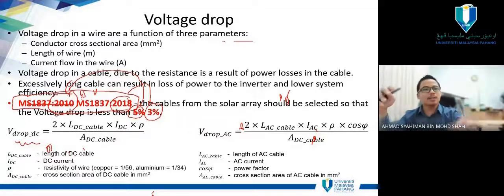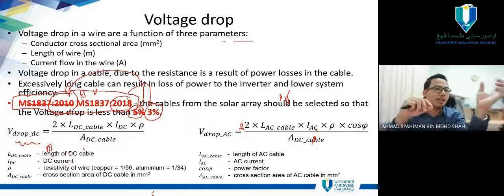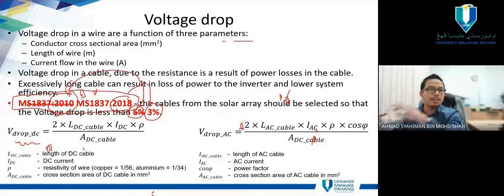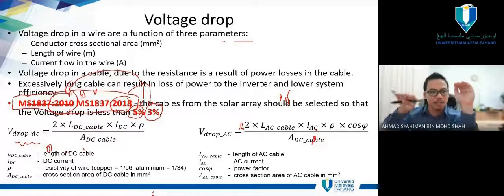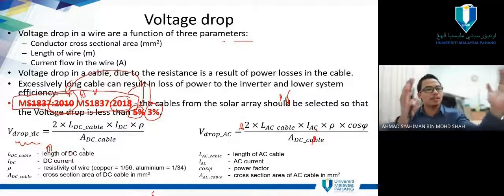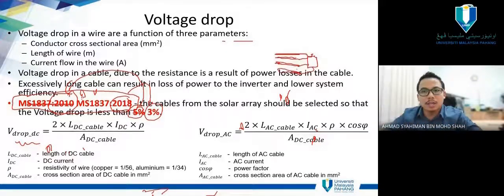Ulang balik eh. Soalan tadi is only one. So we assume that's only for the string cable. Tapi nanti dalam assignment, saya specified dah pun. Untuk string dan juga array, dia berbeza-beza. Cable string contohnya 20 meters. Cable array contohnya 30 meters.